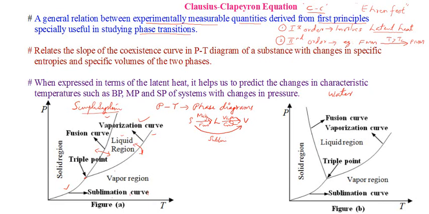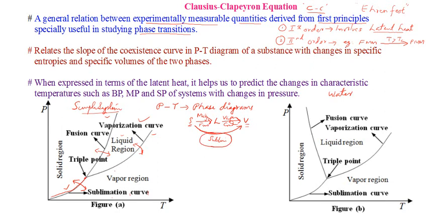Solid and vapor. You can see that solid and vapor. This particular graph separates solid and vapor. So these three are there. Of course, that should be connected by the sublimation curve.